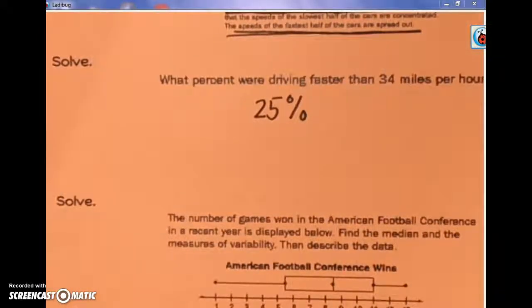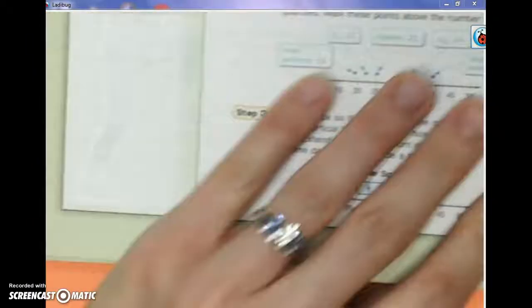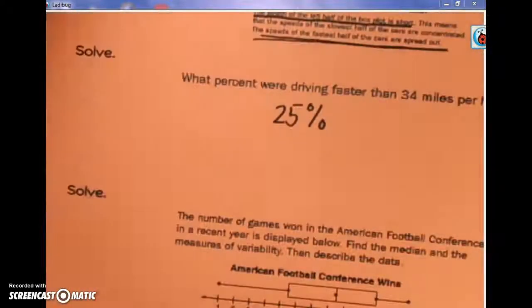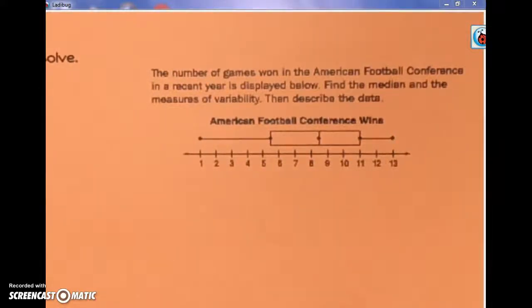We always break up the box plots into 25% sections because there are 4 spots. Remember that. And now actually let's go down and solve one. We don't have to draw the box plot. We just have to solve.